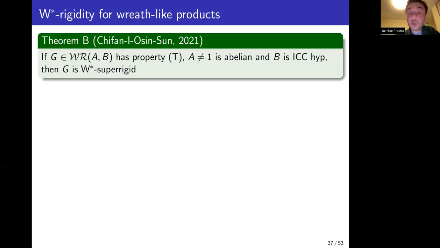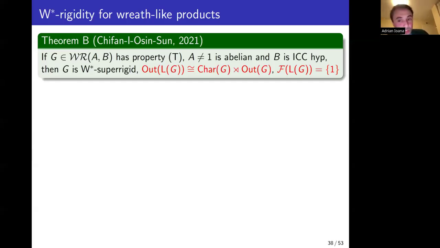In particular, when you know that the group is W* superrigid, in fact, our theorem showing W* superrigidity is much more precise. It establishes Popa's conjecture for these groups G. So in particular, it implies that the outer automorphism group of L(G) is isomorphic to the character group of G semi-direct product with the outer automorphism group of G, and that the fundamental group of L(G) is trivial.